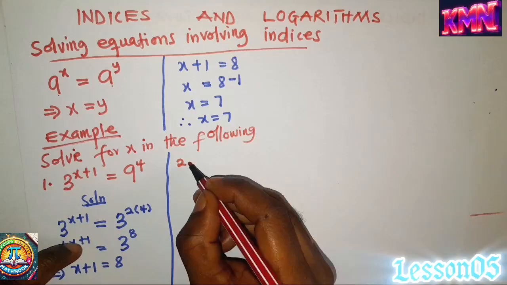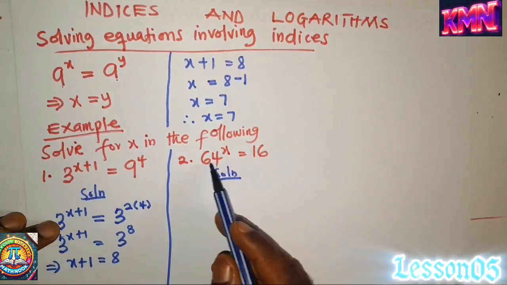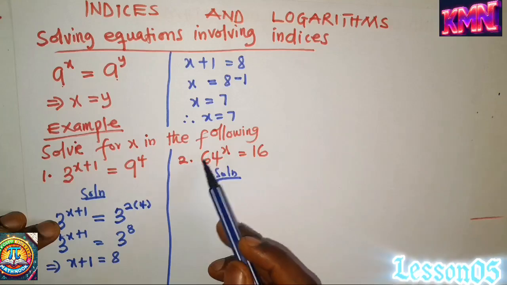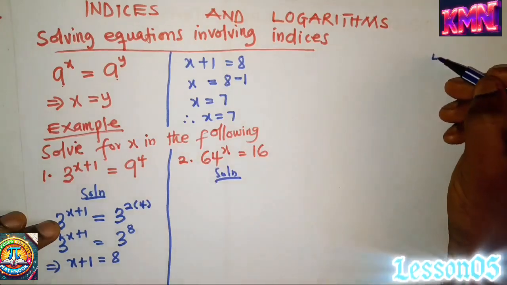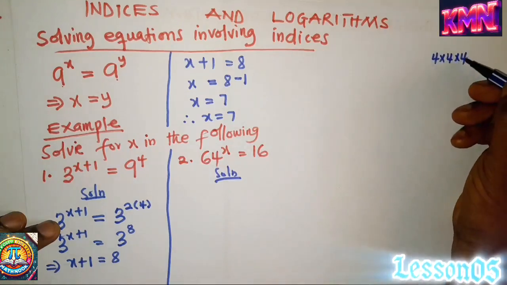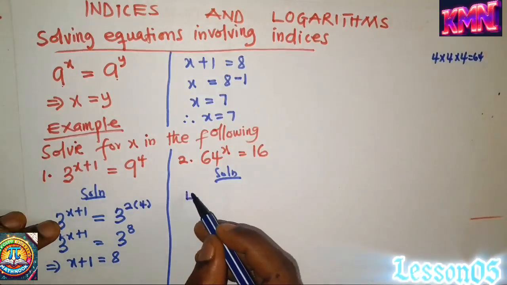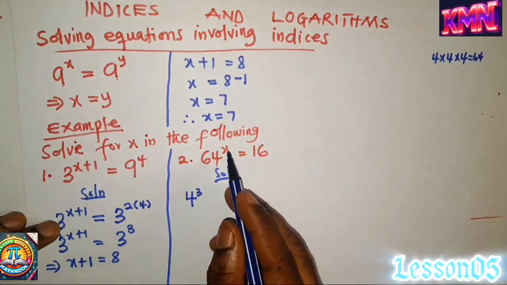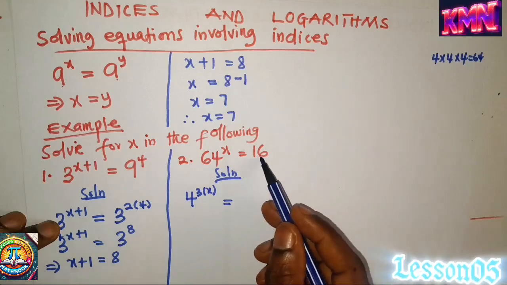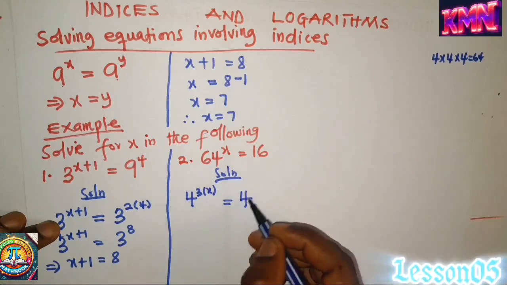Example 2. You need to note that if you have 64, we can change 64 to a base of 4, and that is 4 times 4 times 4. 4 fours are 16. 16 times 4 is 64. So we can say that 4 exponent 3, and again we have x over there, multiplying the x, is equal to 16, which can also be changed to a base of 4, and that is 4 times 4 is 16. So we're going to have 4 exponent 2.